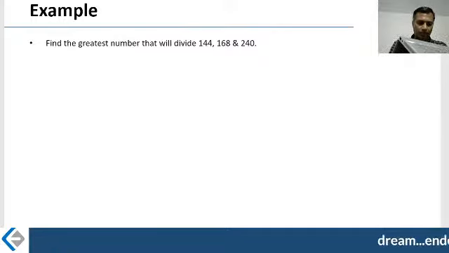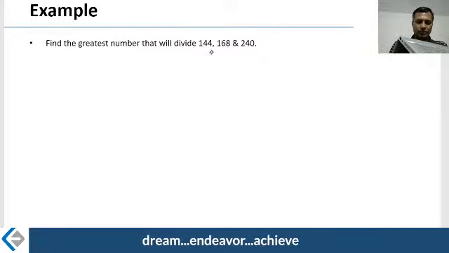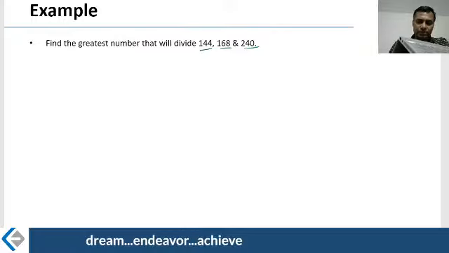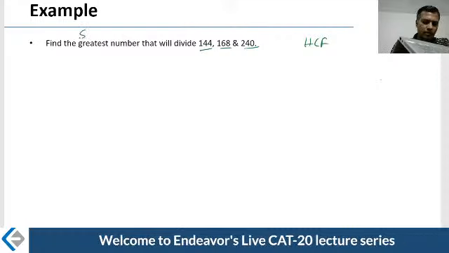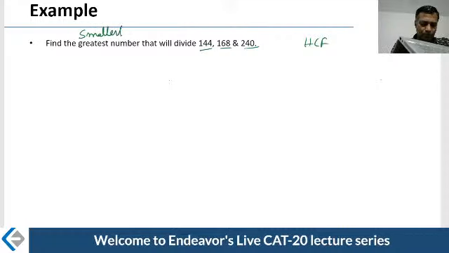Find the greatest number that will divide these three numbers. Greatest number that divides all these three numbers, nothing but the HCF. What is the greatest number which divides them? HCF. If you say what is the smallest number which divides them? 1. 1 divides. If I change this word to smallest, what is the smallest number which divides all these numbers? 1. 1 is the smallest factor.